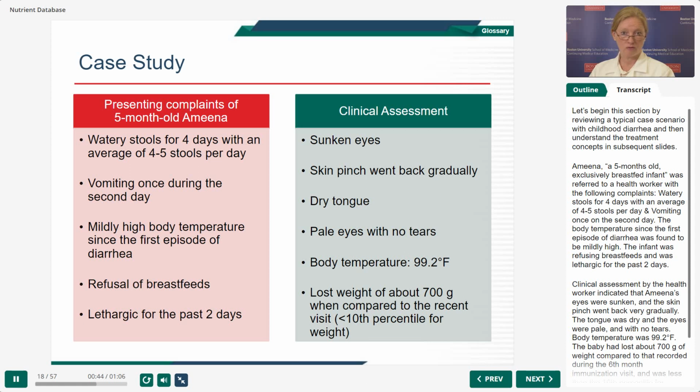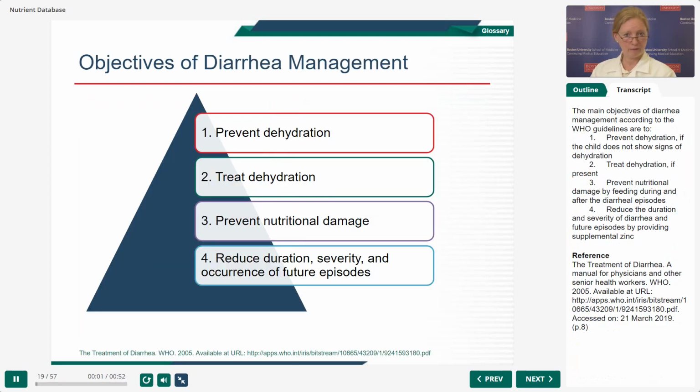His tongue appears dry. He is indeed subfebrile. It doesn't look like he's steering very well. And you find that he has lost about 700 grams compared to his usual weight. So here you have quite a few worrisome signs. And now what we need to do is to see in what type of dehydration category this child is, and then we will define what is the treatment approach.